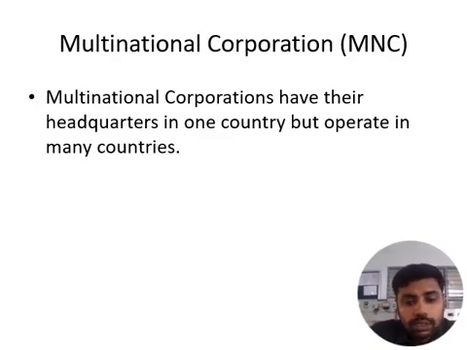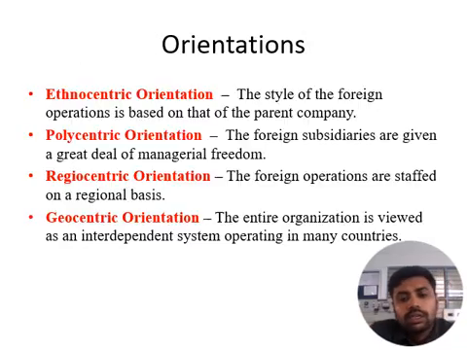Then multinational companies: multinational corporations, or MNCs, have their headquarters in one country but operate in many countries. Then orientations: ethnocentric orientation, polycentric orientation, regiocentric orientation, geocentric orientation. In the ethnocentric orientation, the style of the foreign operations is based on the parent company. If the parent company is from India, we follow all the things prevailing or adopted in our own country.